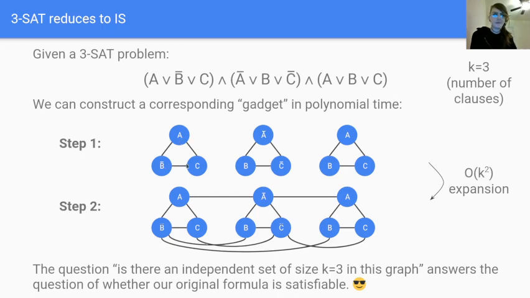So A and not B and C. Not A and B and not C. And A and B and C. Just like it is written up here.